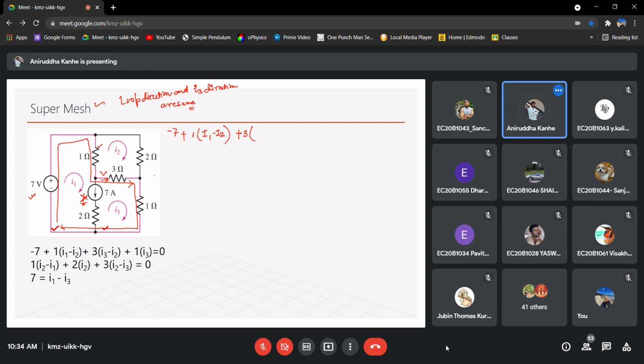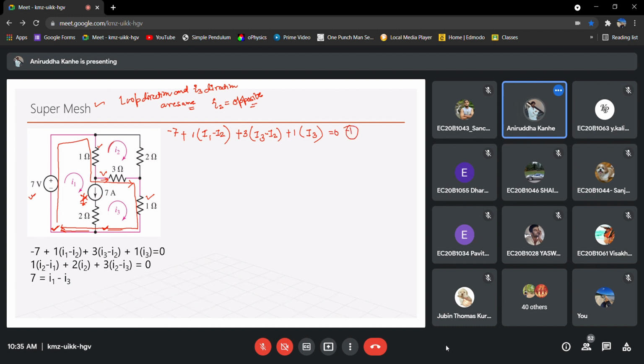Is that okay? Yes, sir. And what about the I2? It's in the opposite direction, sir. It's opposite. So what will be the drop? It is 3 into I3 minus I2. Correct. And then you are having this 1, so plus 1 into I3. And then after this, you will go back to your initial point, which equals 0. So this is equation number 1.